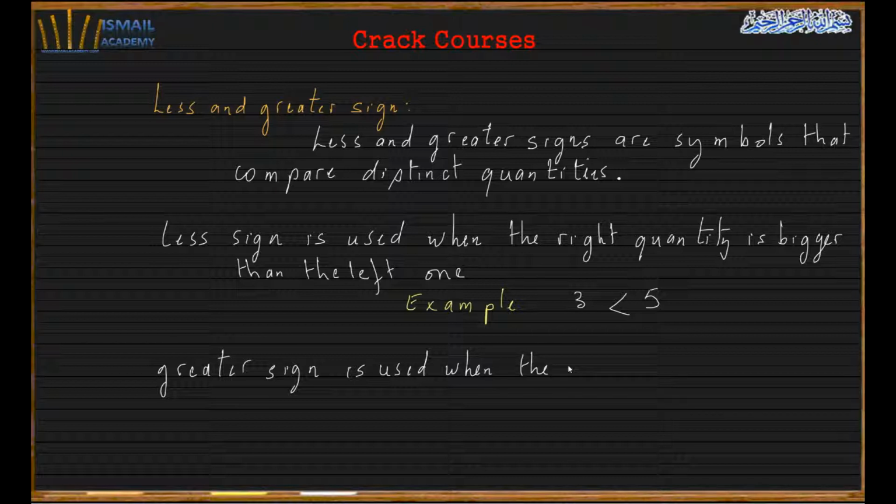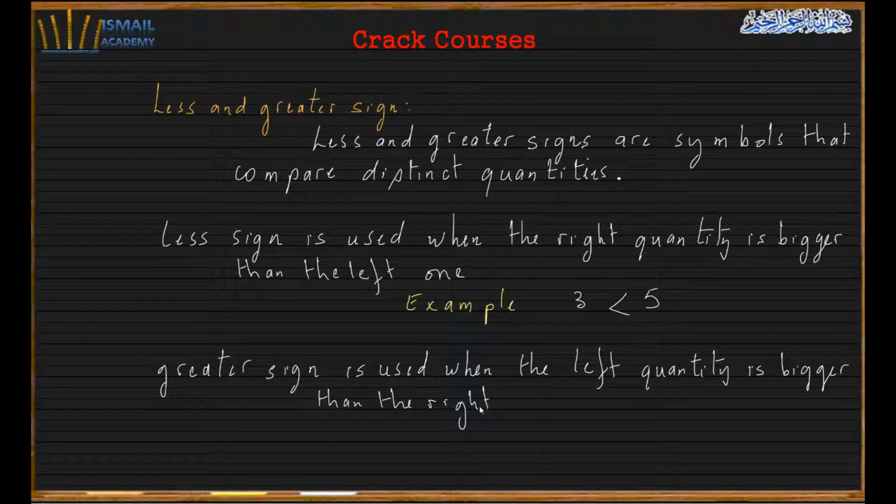The greater sign is used when the left quantity is bigger than the right one. So when the left one is bigger than the right one. For example, let me pick a different number, it's a long confuse student. So here we have 7 is greater than 4. So this is how we use those two signs.